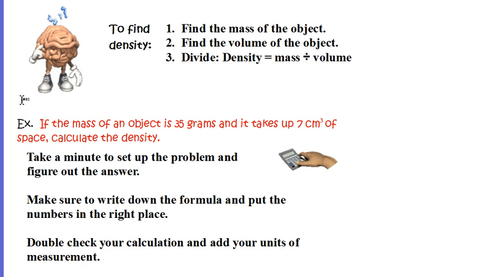So to find density, you're going to have your paper and pencil ready again, because you're going to do a little practice problem. To find density, you need to know the mass of the object, the volume of the object, and then just divide. Density is mass divided by volume. So if the mass of an object is 35 grams and it takes up 7 centimeters cubed of space, calculate its density. Take a minute on your paper to set up the problem and figure it out. Write down the formula that you're using, plug your numbers into the formula, then double check your calculations and make sure you add units to your measurement, okay? Pause the video right here, because I'm going to show you the answer on the next slide.